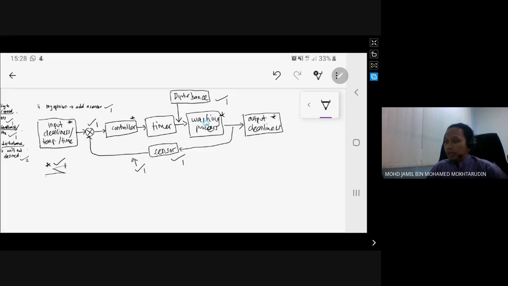So let's say later in the final exam, if you have this kind of question, you must recognize and list out the elements of the control system. Okay. So for the washing process, the cloth is part of the item. It's not part of the system, so it's not really correct. Okay.